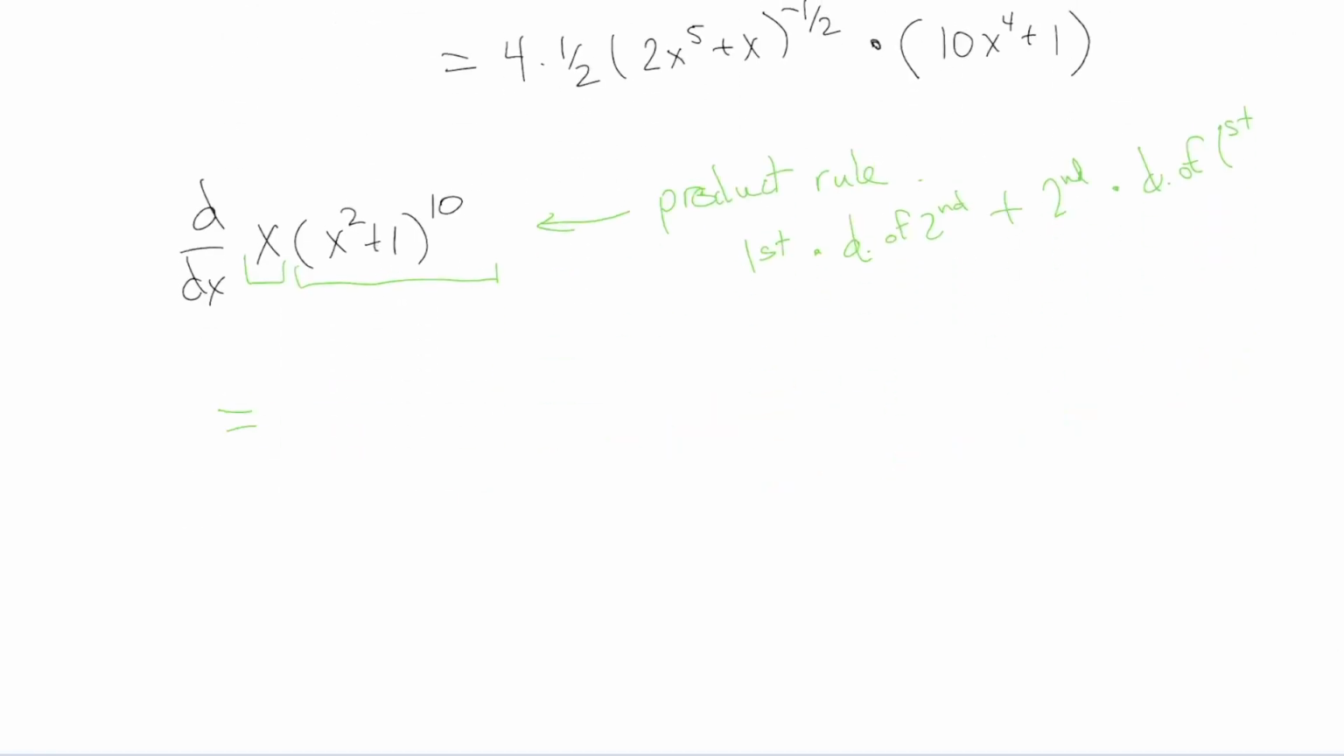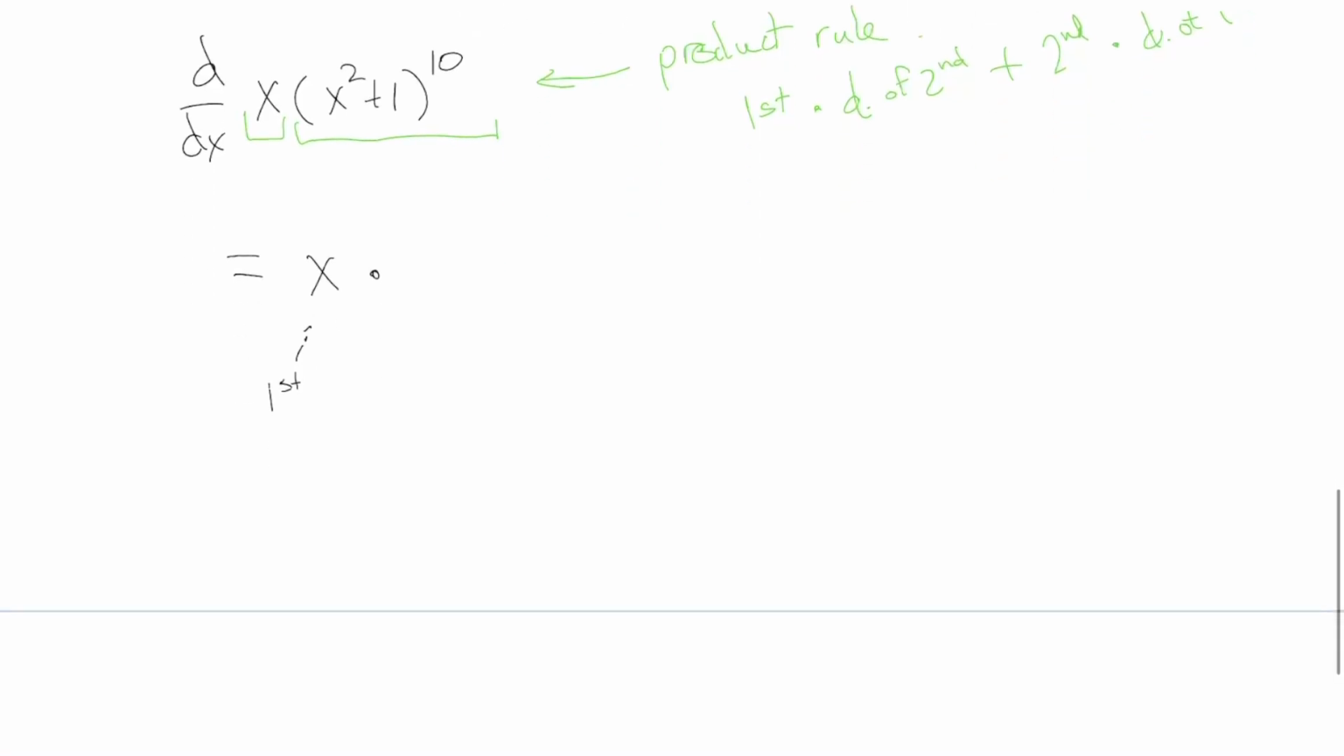So I'm going to write out my result of the product rule. It is the first thing, which is x, that's the first thing, times the derivative of the second thing.